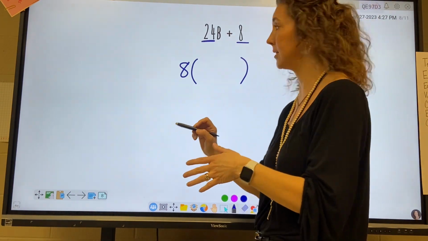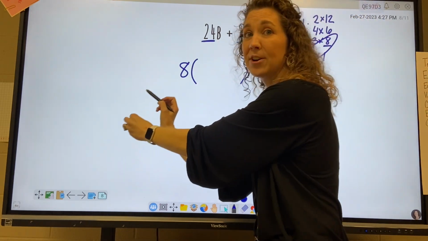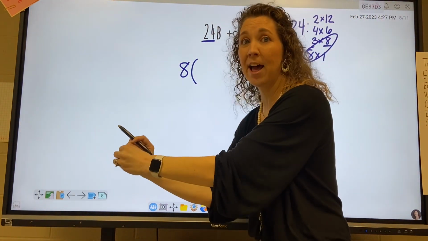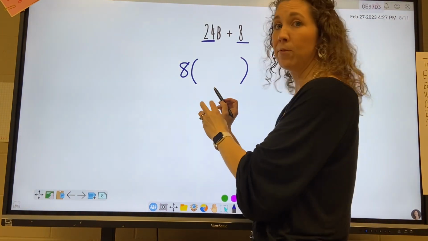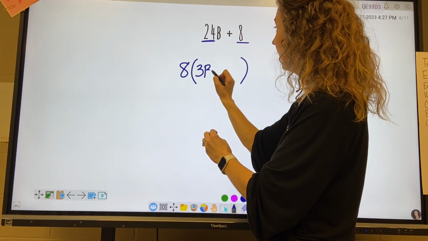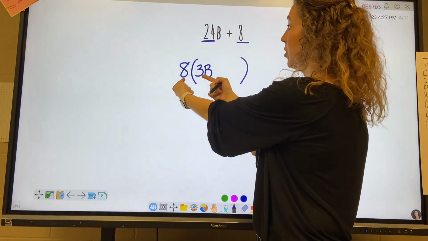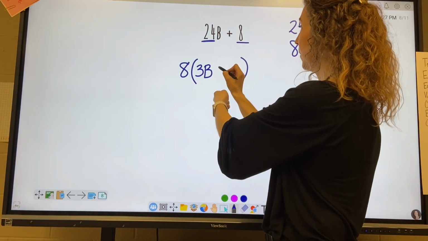So we're going to bring out the 8, and then write your parentheses. Now, we've got 24B. If we factor out the 8, if we divide out the 8, 24 divided by 8, then you're left with 3 and the B. Look at those two numbers. 8 times 3 is 24. Okay, so bring down your plus sign.